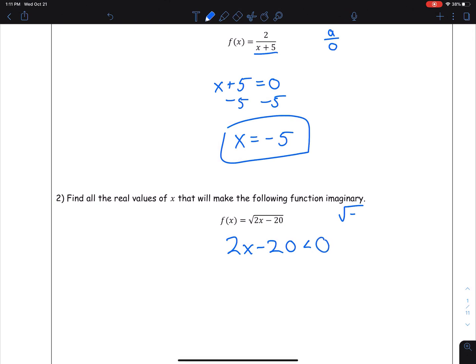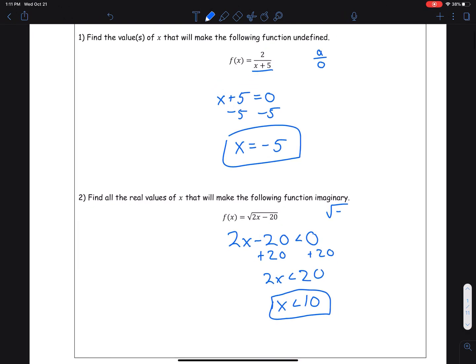So we solve an inequality for this one. We're just going to continue to solve it, plus 20 on both sides. You get 2x is less than 20. Divide by 2 on both sides, and you'll get x is less than 10. So whenever x is less than 10, that is all the values of x that will make that function, f of x, imaginary.